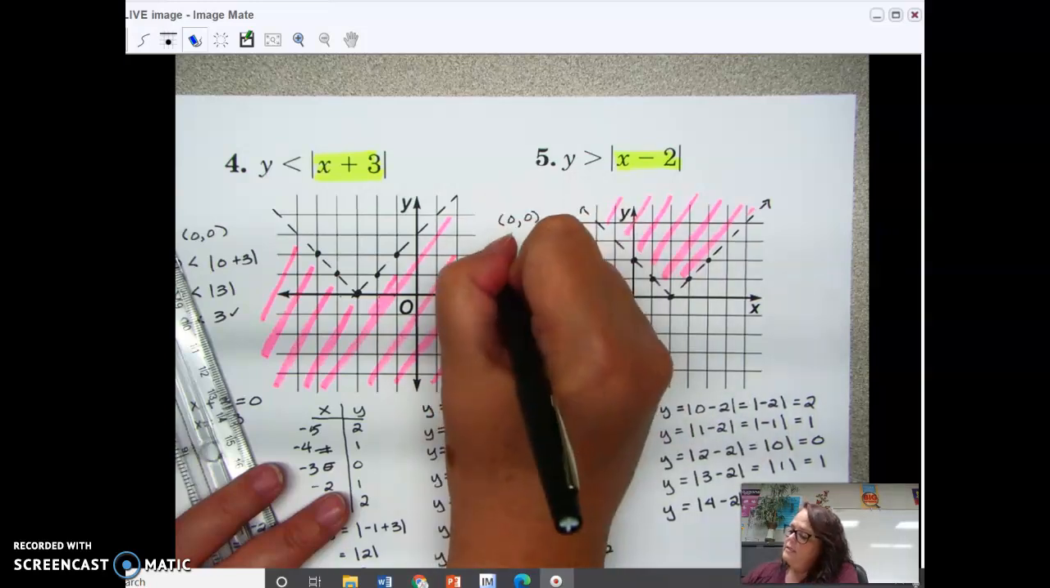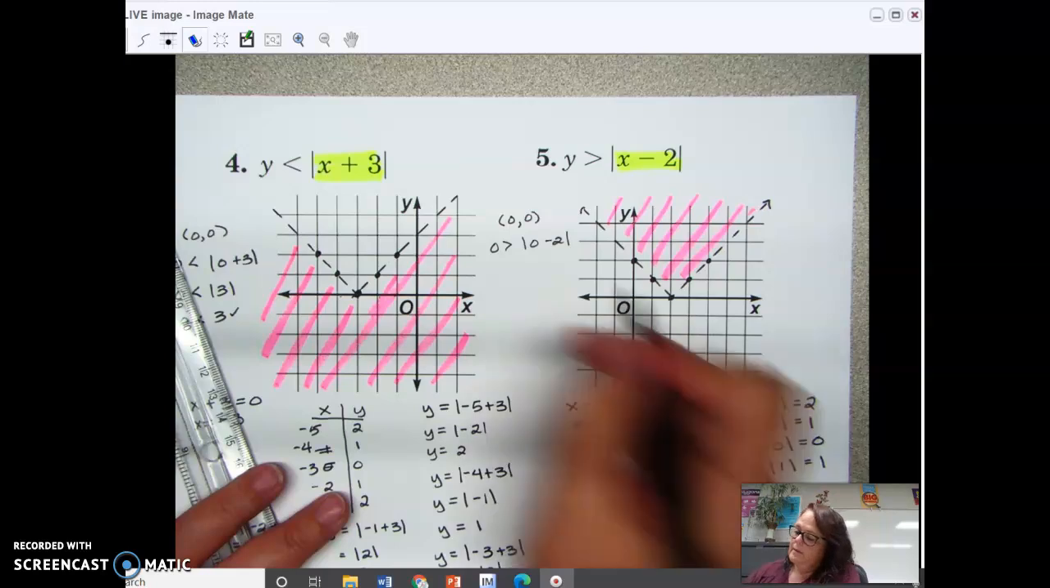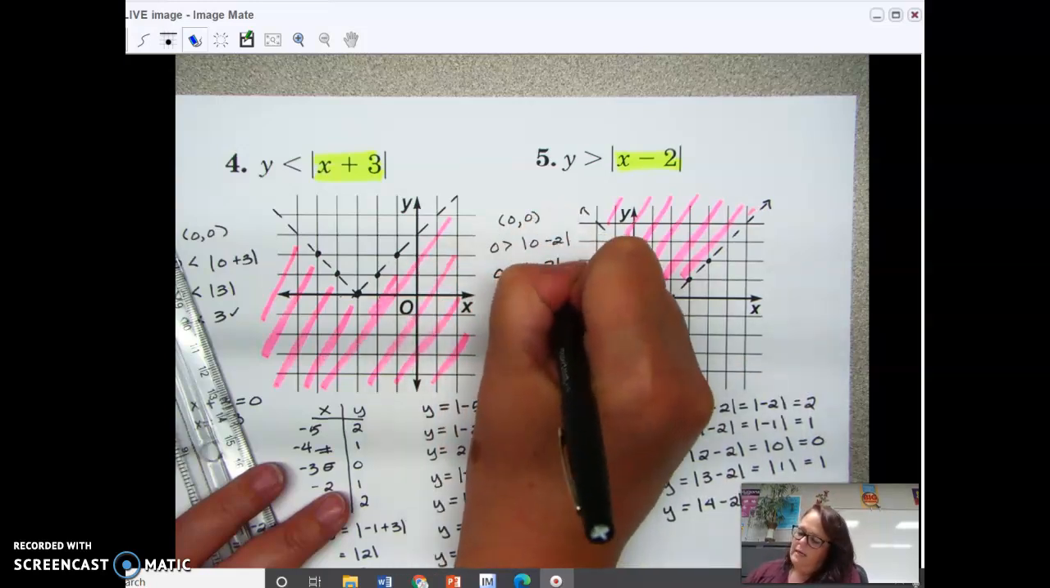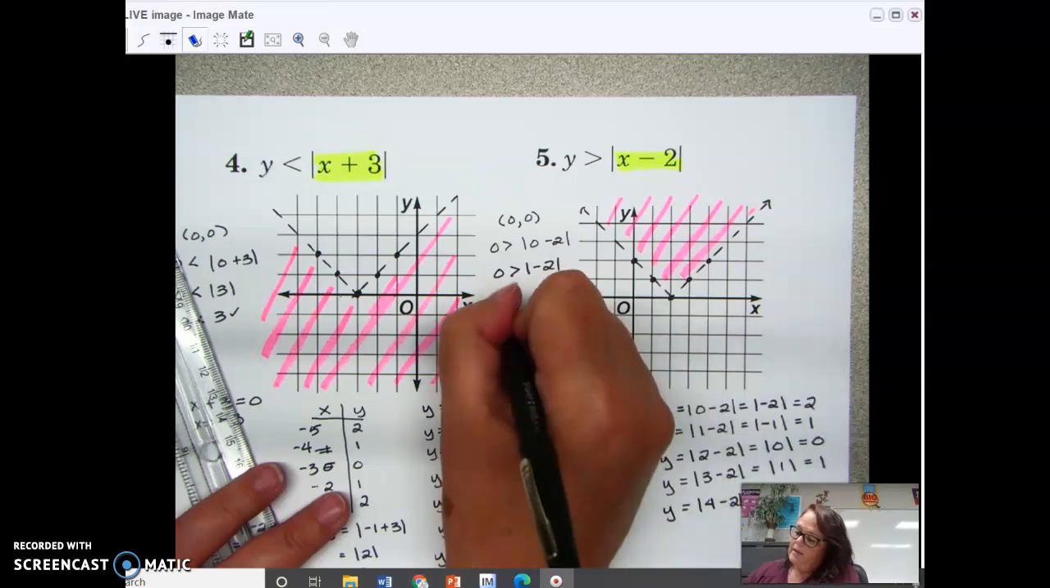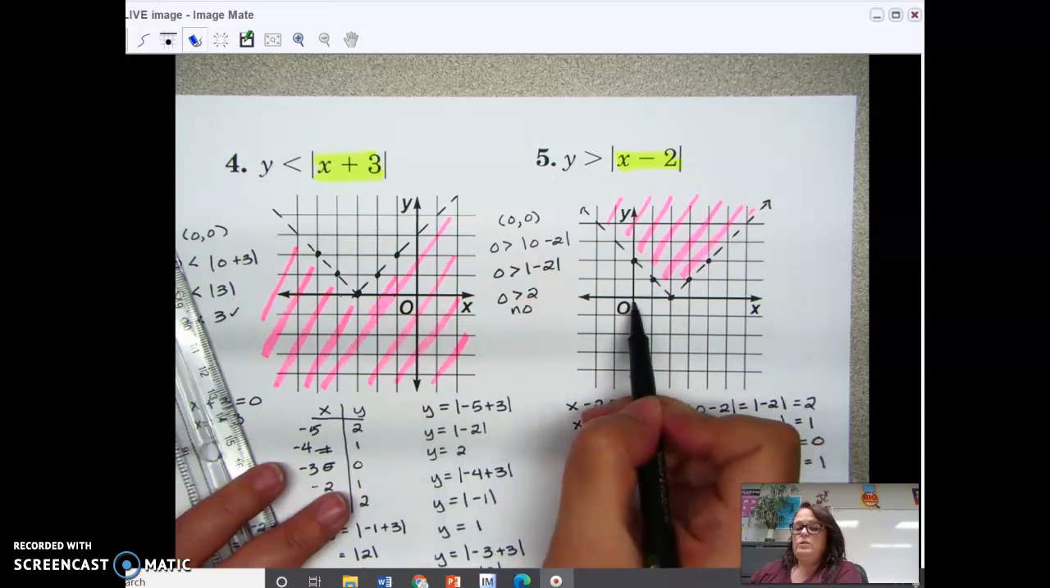So if I do that, is 0 greater than the absolute value of 0 minus 2? So 0 is greater than the absolute value of negative 2. That's the question. So is 0 greater than 2? And that would be a hard no. And so 0, 0 should not be in the shaded region, and it is not.